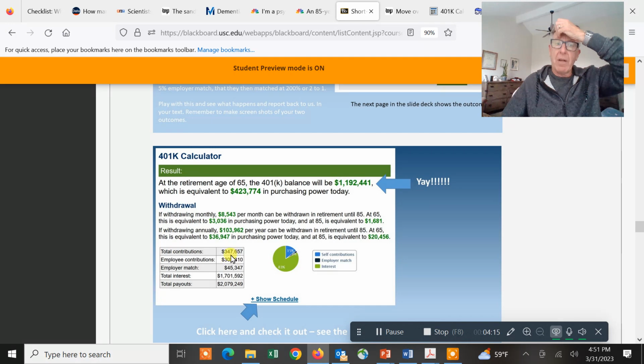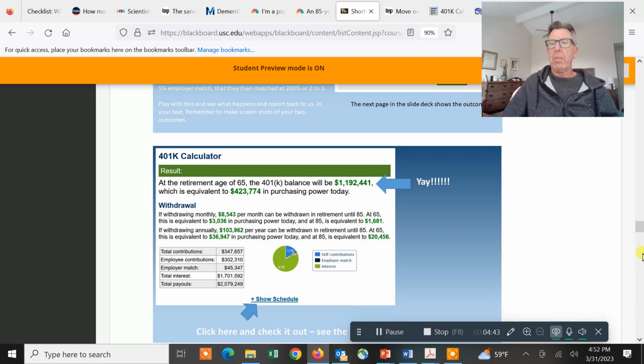This is the amount of money that was actually invested right here, the contributions. This is you, this is the employer. But this is how much interest your money made all those years. So it's pretty phenomenal when you think about it: the total money laid out is $347,000, but just by investing it and looking the other way, you have an additional 1.7 million. I think that's awesome. That's a pretty good return, and that's the total payout right there.